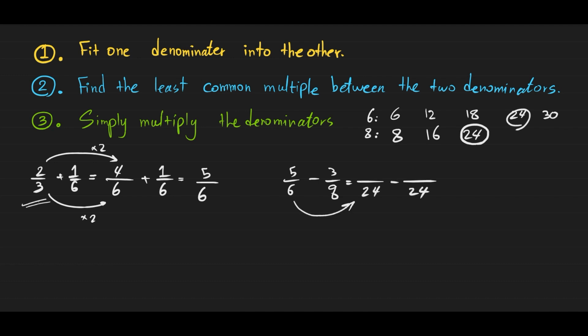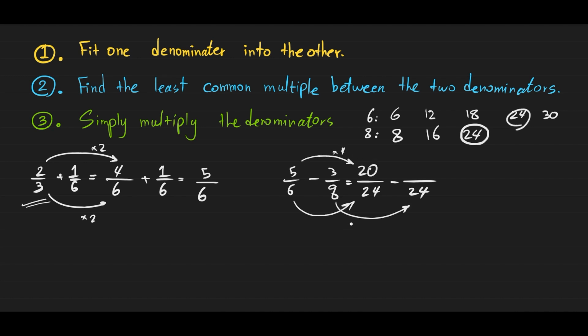So let's start with the 5 over 6. To change this, we first ask ourselves, how many times does 6 fit into 24? 4 times, since 6 times 4 is 24. So what we are going to do is multiply the top and bottom by 4. So 5 times 4 will be equal to 20.